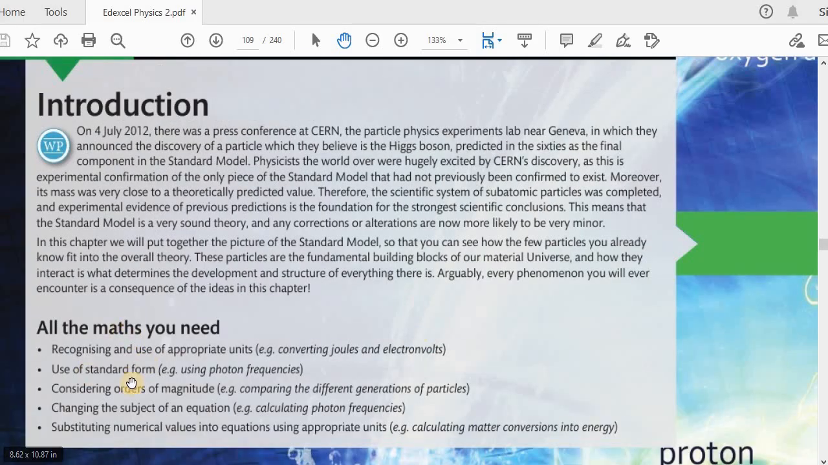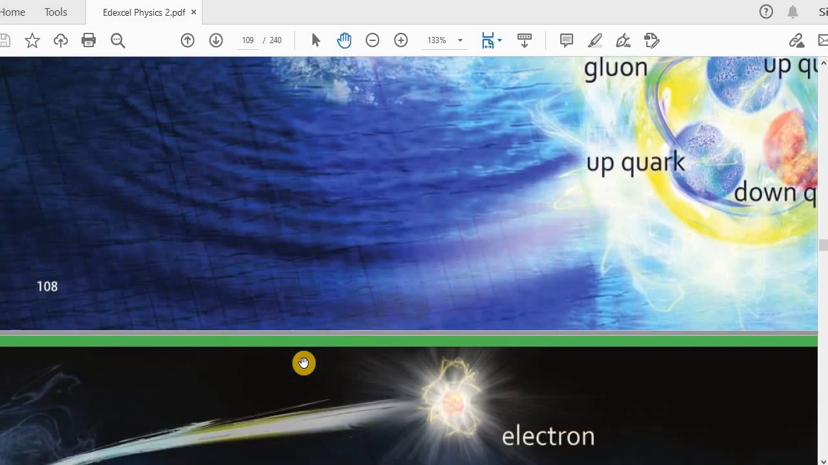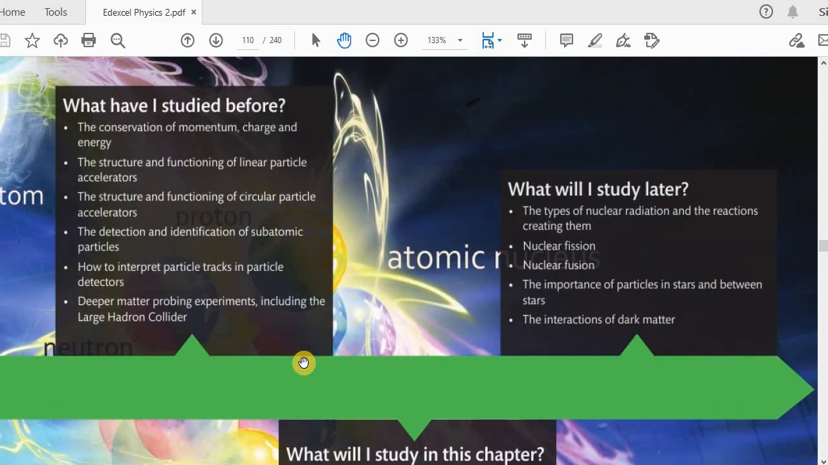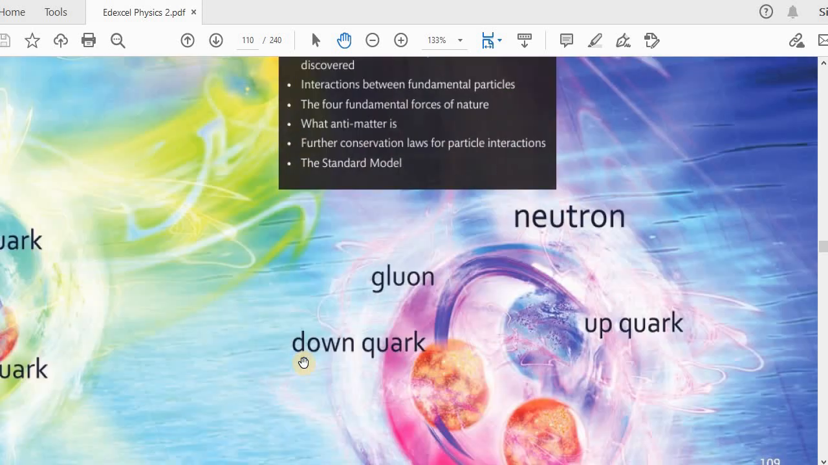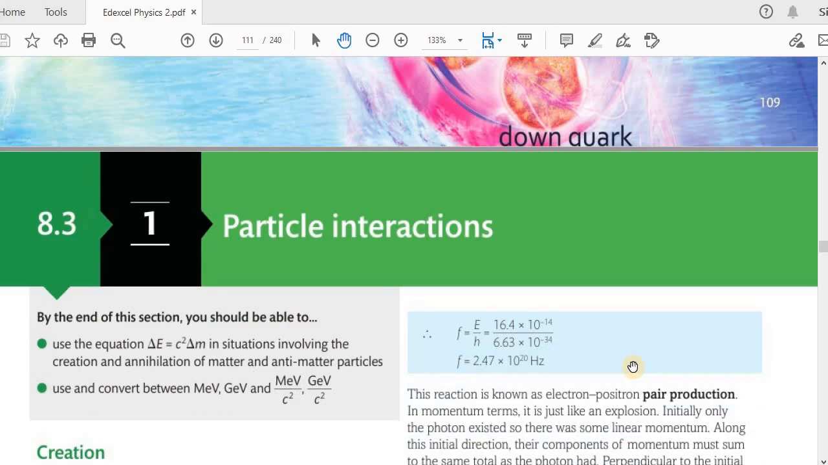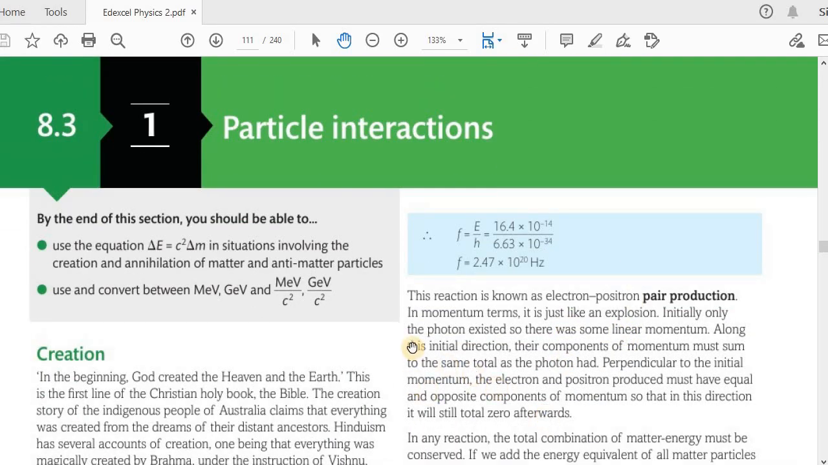So again, before we start this, make sure you are familiar with the mathematics that you will need. We have different types of particles. You would have seen the names of some of these particles: quarks, neutron. So let's start with chapter 8.3, part 1, particle interactions.